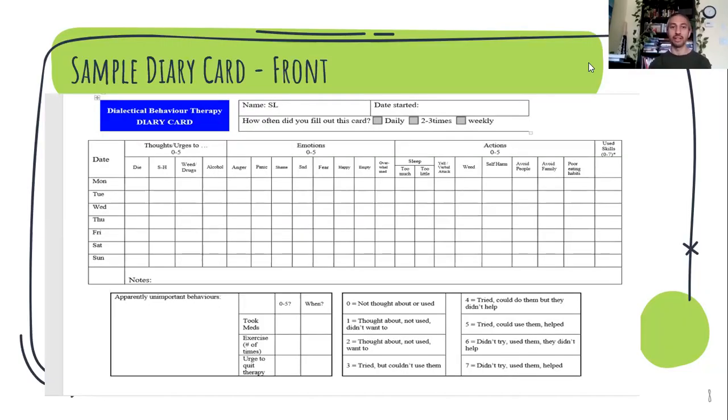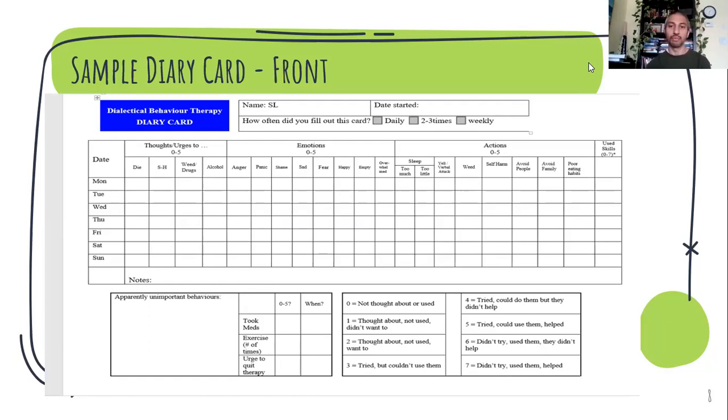Here's a sample of a diary card. As you can see, every single day they are identifying how suicidal they feel, their thoughts and urges to die, thoughts and urges to self-harm, thoughts and urges to use drugs or alcohol, the intensity of their emotions, all on a scale of 1 to 5, and then the actions. Did they have any problems with sleep? Did they attempt suicide? Did they take steps towards attempting suicide? Did they avoid people? Whatever their target behaviors are, this is developed during the commitments phase.